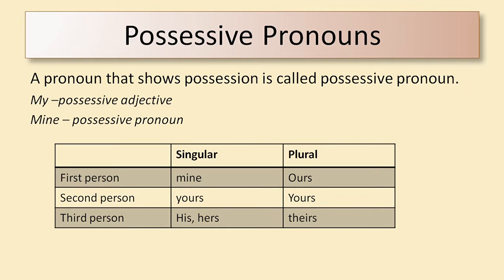In second person singular, it is yours. In plural, also it is yours. In third person singular, it is his, hers. In plural, it is theirs. So this bag is mine. This school is ours. This school is yours. In third person also we can use this pencil is his or that book is hers. Those books are theirs.